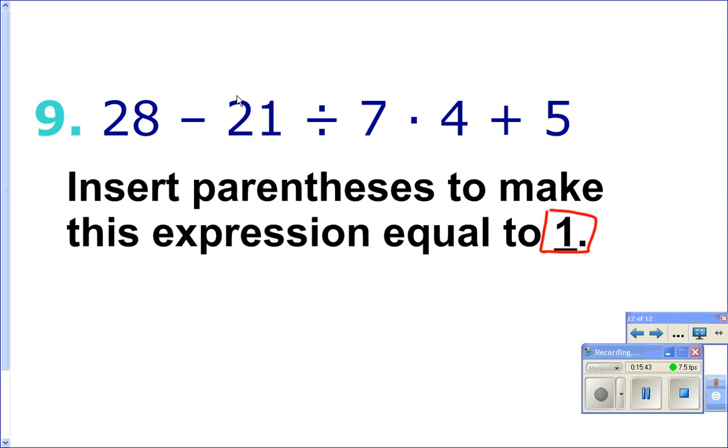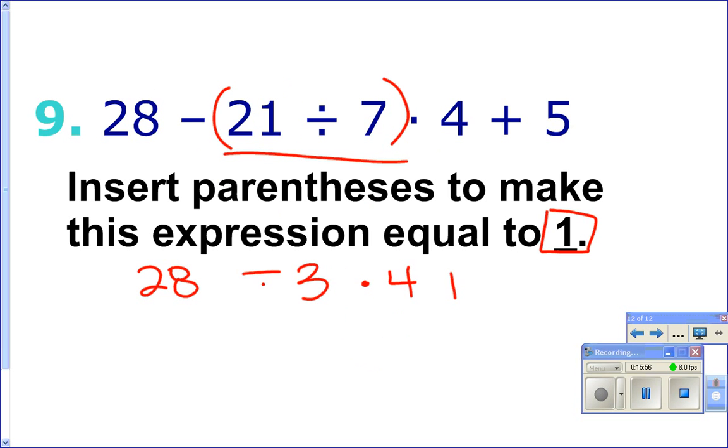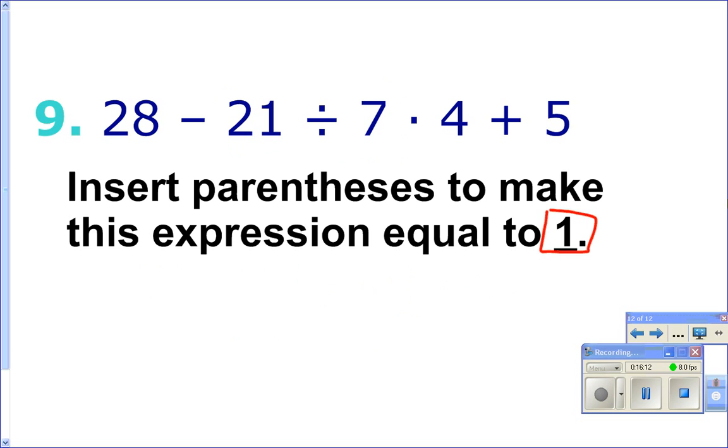Next try. Let's see here. 21 divided by 7. Okay, so let's solve it. We have 21 divided by 7, which is 3. Bring everything down. Times 4 plus 5. So we have multiplication first. 3 times 4 is 12. 28 minus 12. Is that close to being 1? No, so that's out. Next one. How about you guys just try 4 plus 5? Pause it and try that.